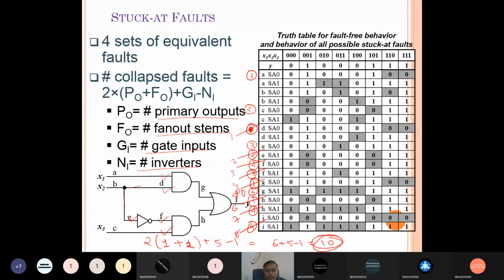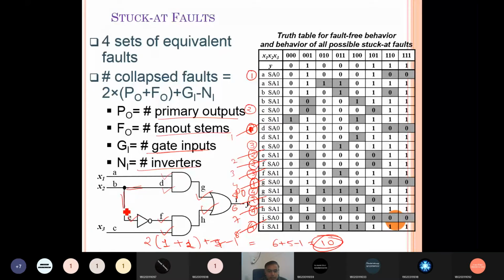G and H are also called gate inputs. These are also gate inputs. So here the primary inputs are the 6 and 7. So 6 plus 12.